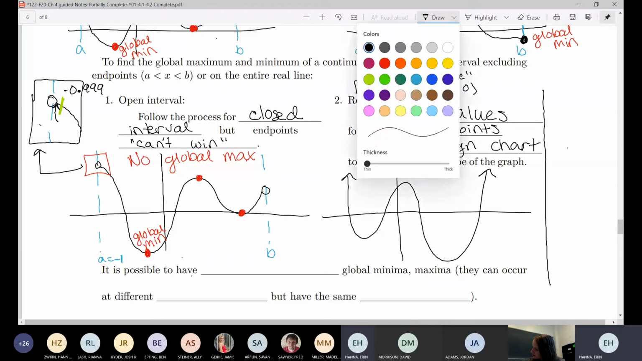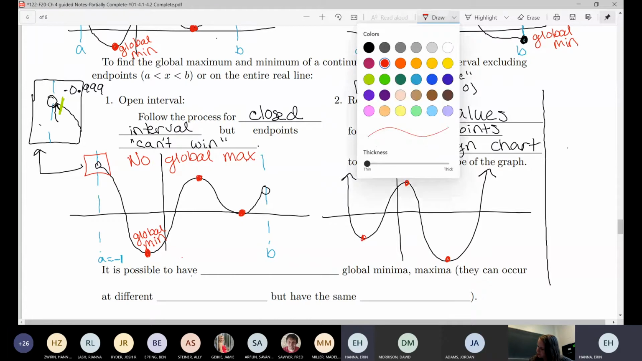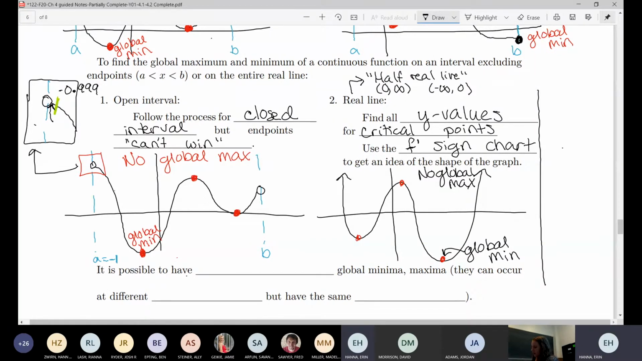But if we look at the local maxes and mins, this would have a global min right here, because that's the lowest point on the graph, but it would have no global max. Again, it goes upwards forever in both directions, so there's never going to be a largest y value. Now, how do we figure that out without actually looking at the graph? You might say, why can't I just look at the graph? Well, because we want to figure out a non-graphical way to do it.